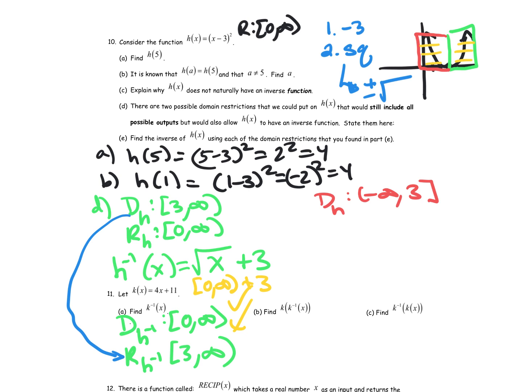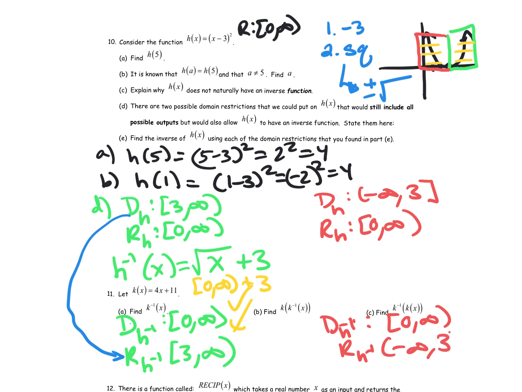However, let's do the same thing if we restrict it the opposite way. If we restrict it to negative infinity to 3, again the range of the original is 0 to infinity. Let's write down what we want the domain and range of the inverse to be. It should be the exact opposite: the domain of the inverse should be the range of the original, and the range of the inverse should be the domain of the original.